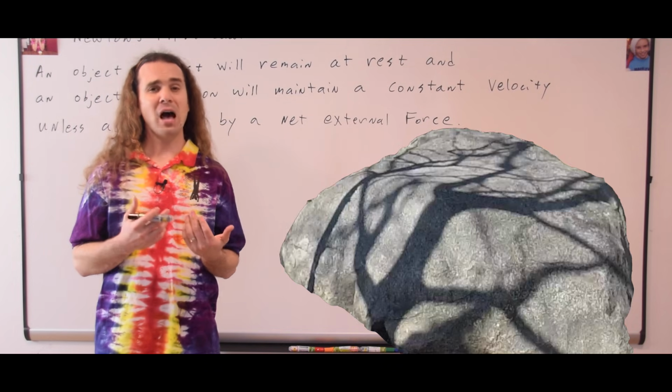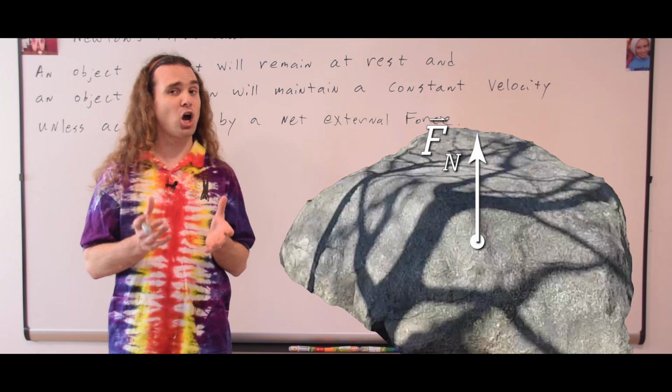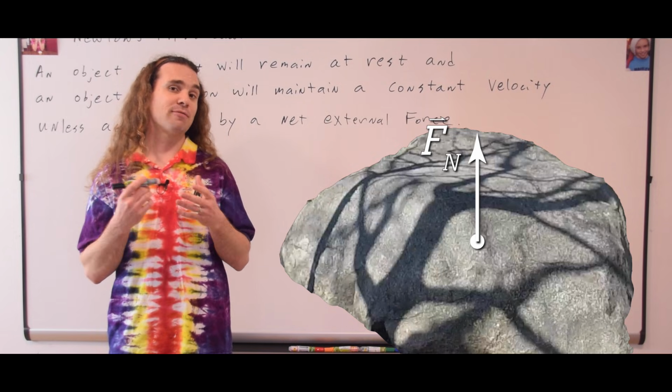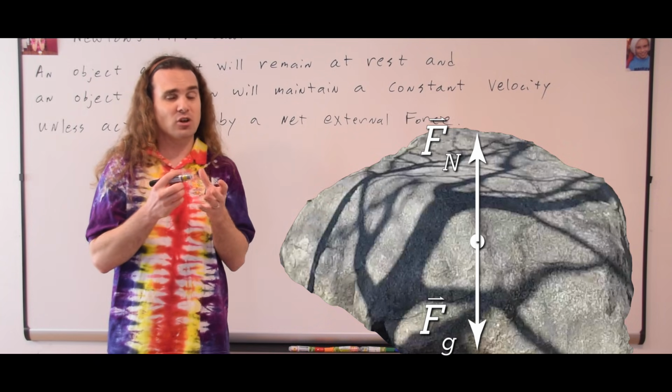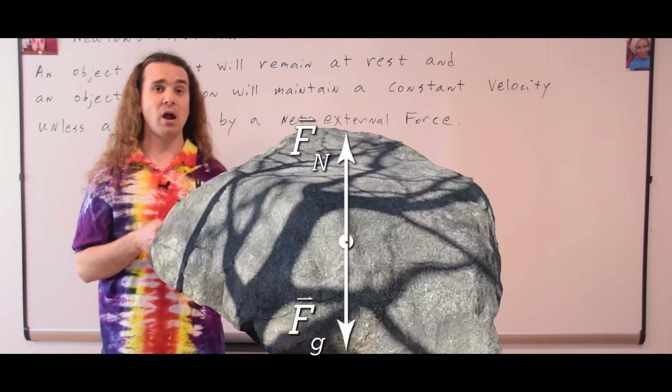For example, the rock next to Mrs. Zeller has a normal force acting on it caused by a push upward from the ground, and a force of gravity acting on the rock, which is caused by an interaction with the planet pulling down on the rock.